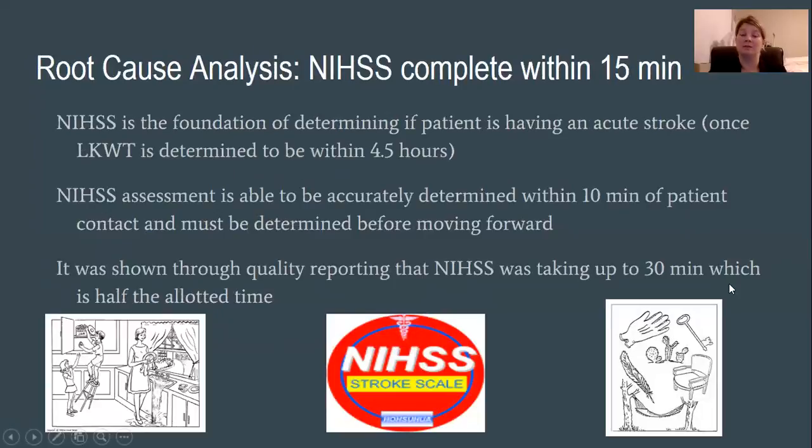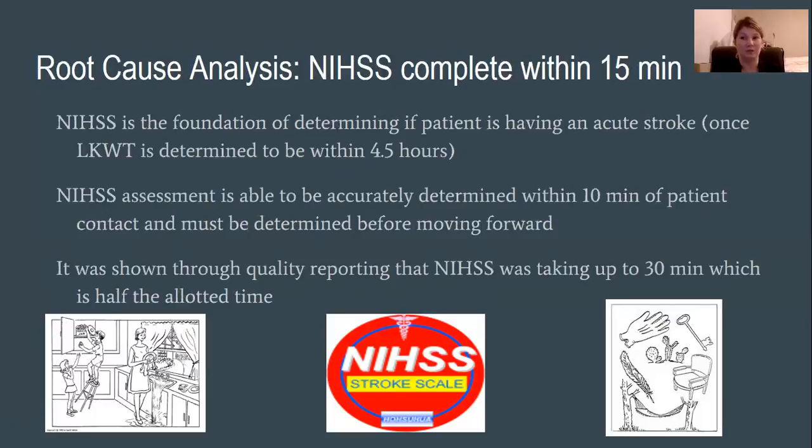Root cause analysis for the NIH stroke scale to be completed within 15 minutes. So NIH is the foundation of determining if a patient is having an acute stroke once the last known well time is determined to be within 4.5 hours. NIH stroke scale assessment is able to be accurately determined within 10 minutes of patient contact and must be determined before moving forward. We're unable to say if this patient is having a stroke or not if the NIH stroke scale is not completed and done accurately.